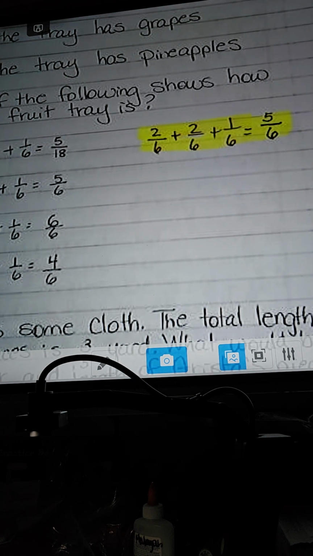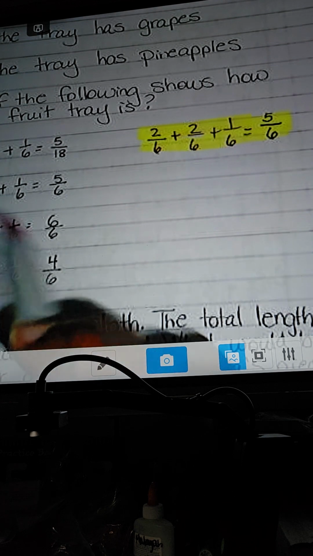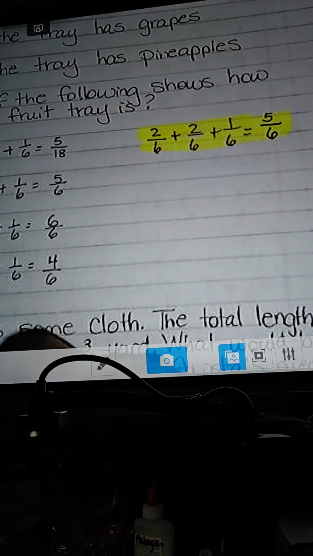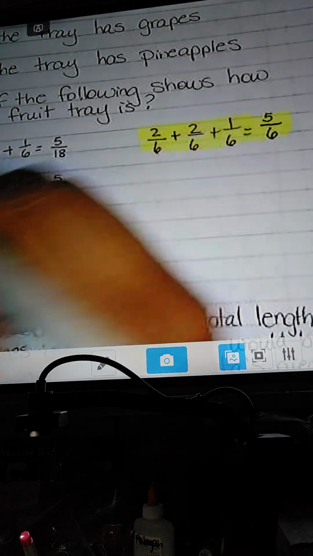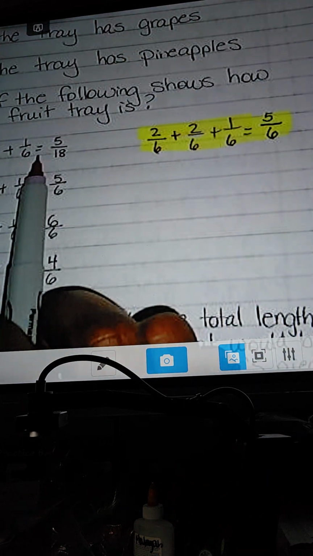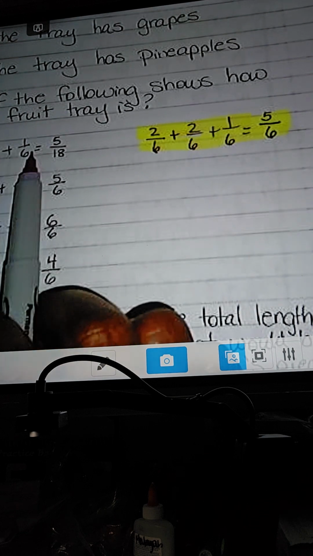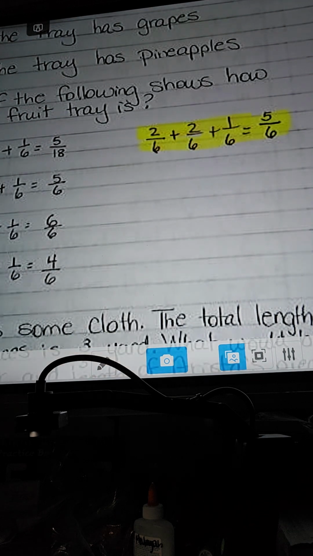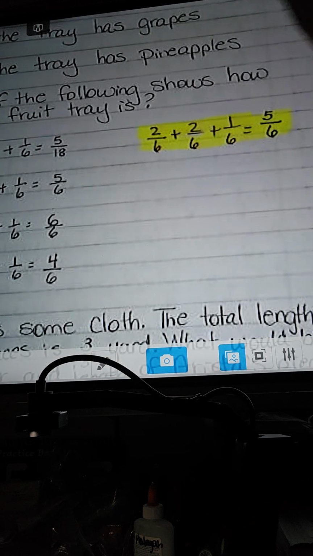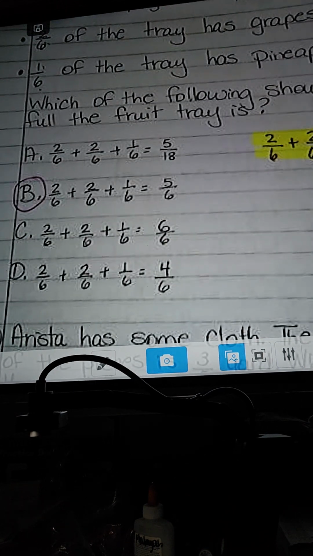All right, so which answer would be correct? B. Tell me why, because I'm looking at A. Why is that not correct? Because it says 2/6. Oh, they added the denominators. Oh, okay. Thank you. Because I was confused. I said, well, it looks right, but it's not right because they added the denominators, and we know that's a big no-no. All right. So our answer is B.